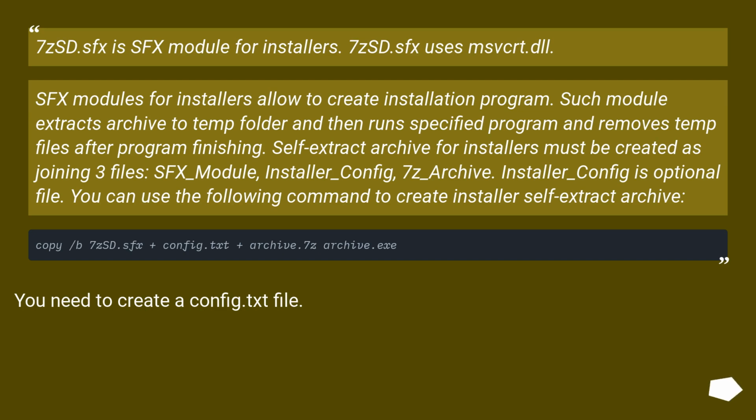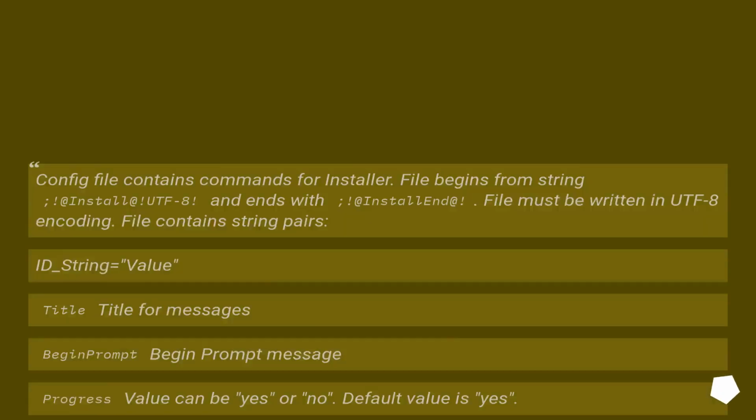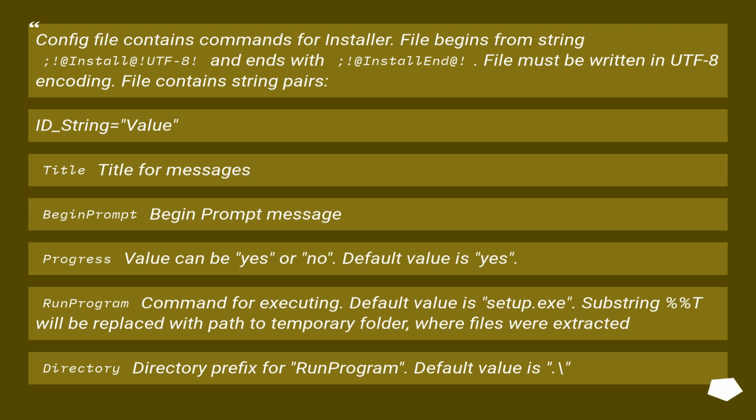A self-extract archive for installers must be created by joining 3 files: SFX_module, installer_config, 7z_archive. Installer_config is an optional file. You can use the following command to create the installer self-extract archive. You need to create a config.txt file. The config file contains commands for the installer. The file begins with the string ;!@Install@!UTF-8! and ends with ;!@InstallEnd@!. The file must be written in UTF-8 encoding.